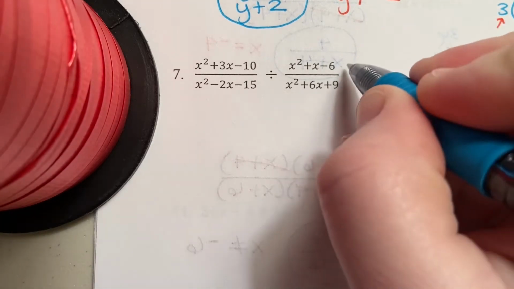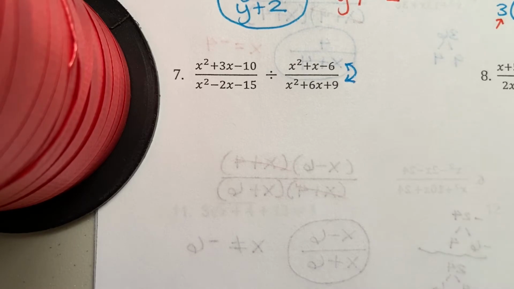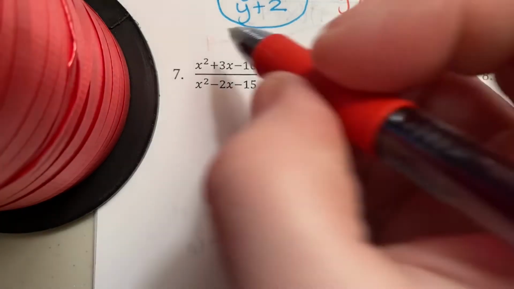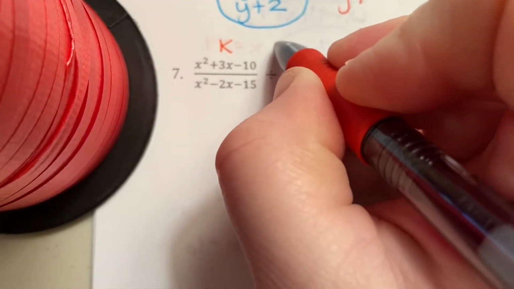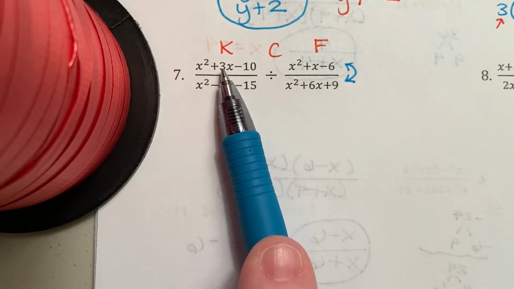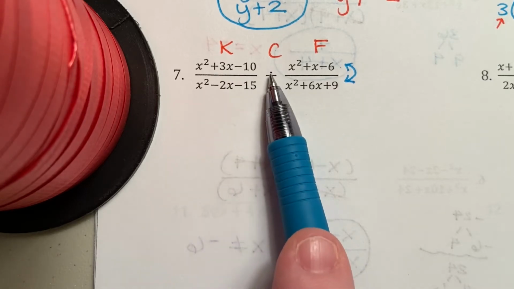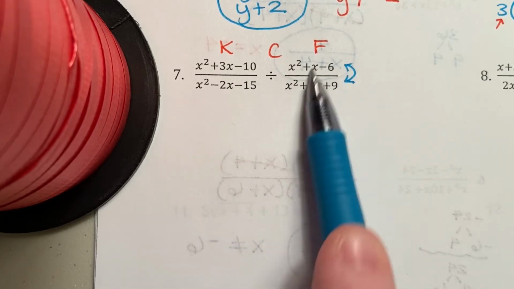The reciprocal is when the numerator and the denominator literally switch places. So what you're going to see me say is keep, change, flip. You keep the first part, you change it to multiplication because you're multiplying by the reciprocal, which is where you flip it.